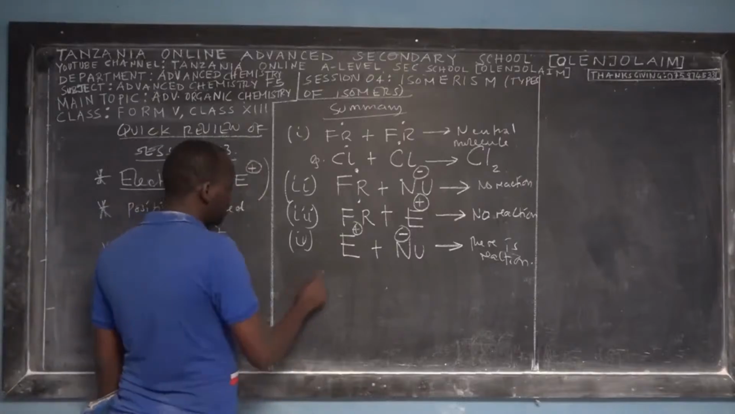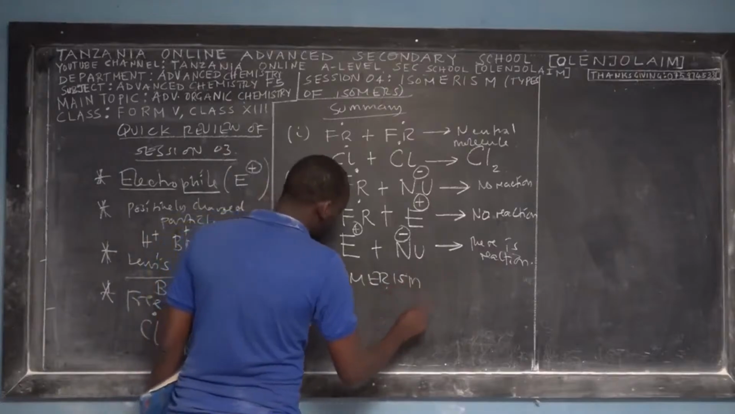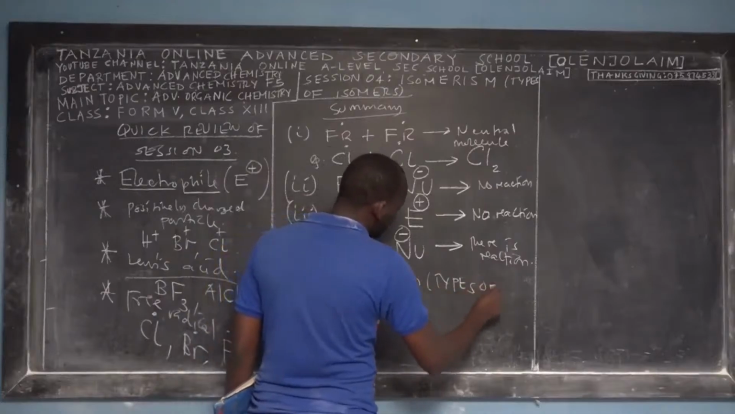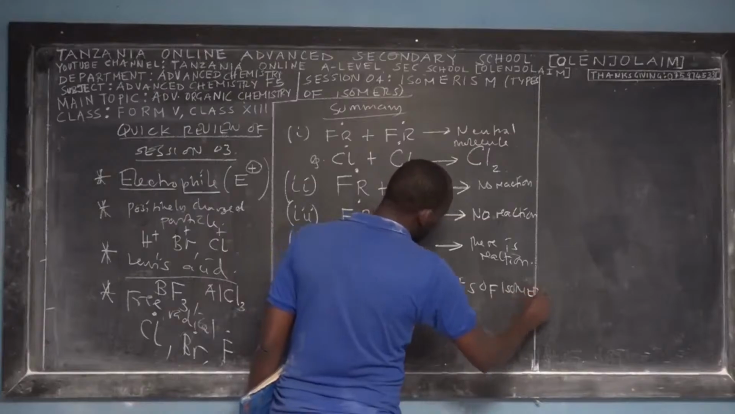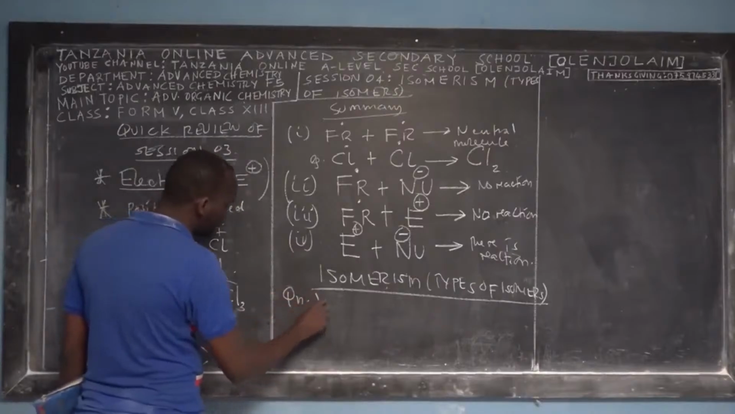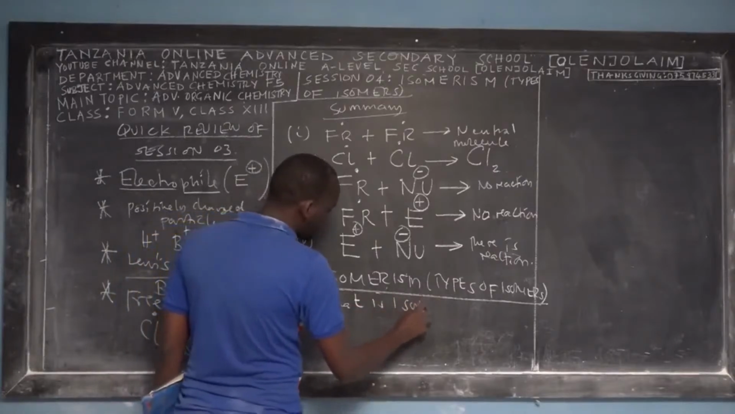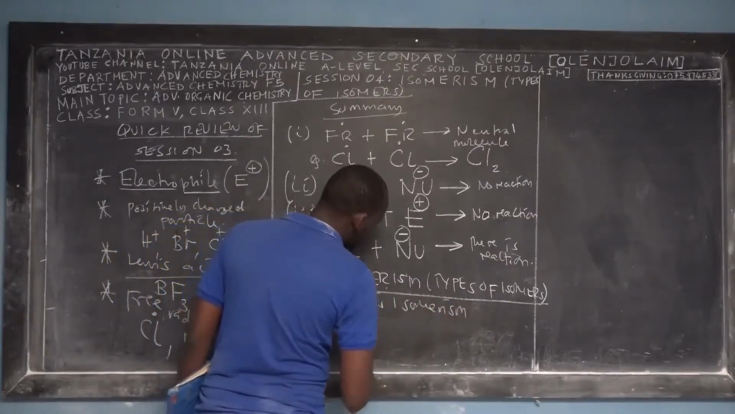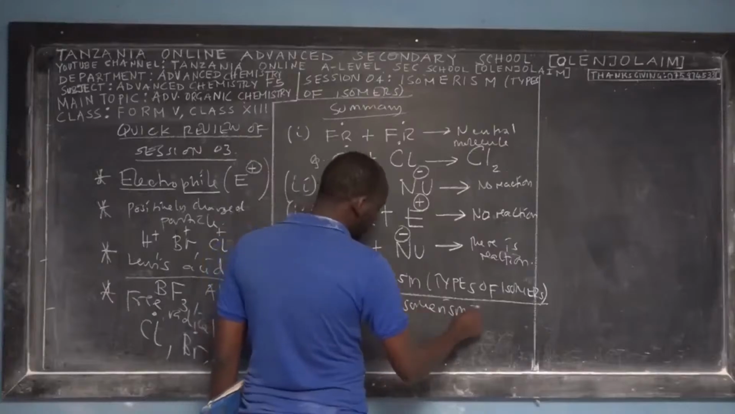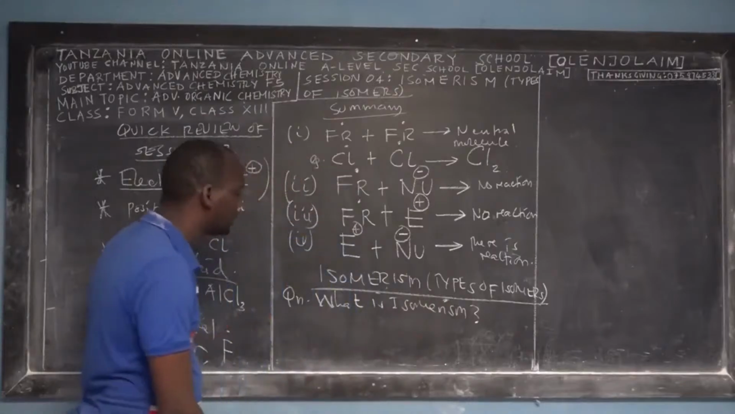So now, let me take you into the interesting point of the day, which is called isomerism, or types of isomers. We have our fundamental questions which are coming for us. First of all, let us understand the phenomenon. What is isomerism? In case you have any question about the previous lecture and even this lecture, you can ask in the comment section. This is a new term you haven't heard during your O level.